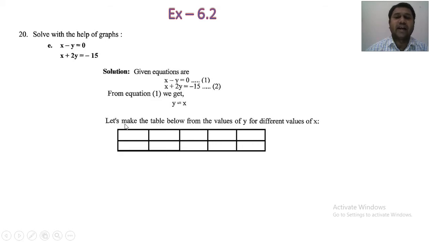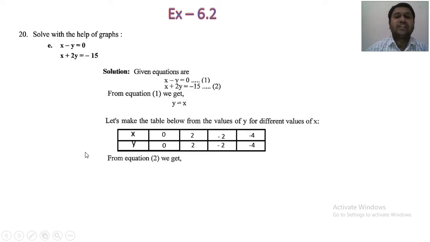By this, I can make a table for the different values of x. I am just constructing a table of y. So here, x and y, I just let the value of x be 0, so y will be the same thing, 0. If I let the value of x equal to 2, the y will be 2. Similarly, minus 2 and minus 2, minus 4 and minus 4. So you can choose any value by using this equation.